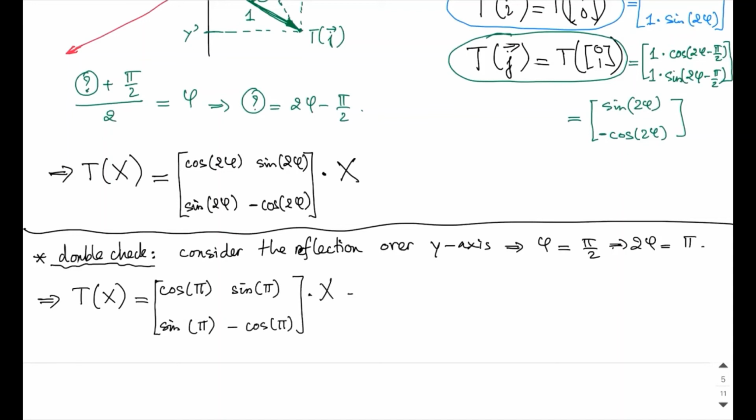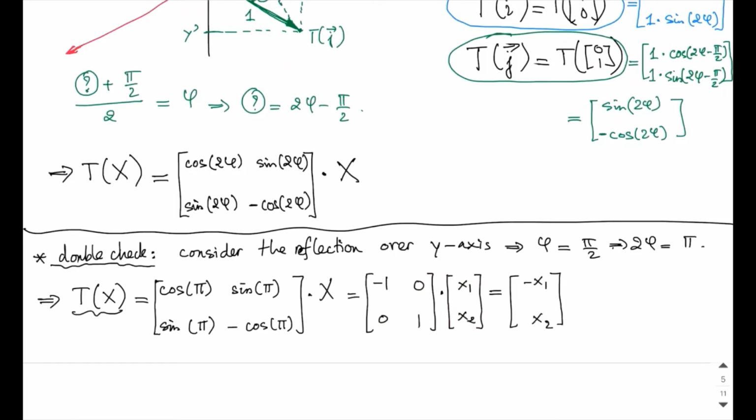Multiply with an x. Well, cosine of pi is negative 1. Sine of pi is 0. And so negative of negative 1 is 1. And for every x, it's actually just the column vector of two components x1 and x2. If you really perform the matrix vector multiplication, what you end up having is negative x1, x2.